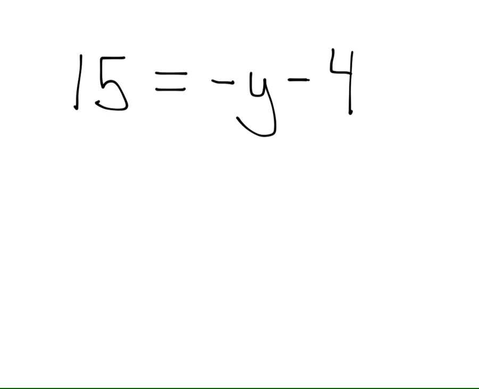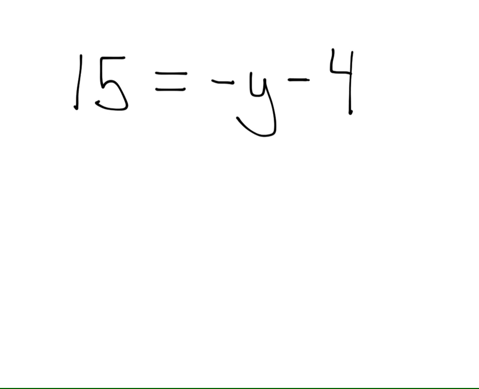Let's see, last one. If you have something like this, I want to get y positive by itself on one side of the equal sign. Right now it's a negative y. Okay. So how can I make this to be a positive y? Or where can I put it to make it a positive y?